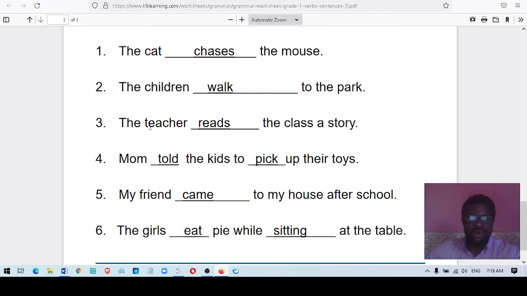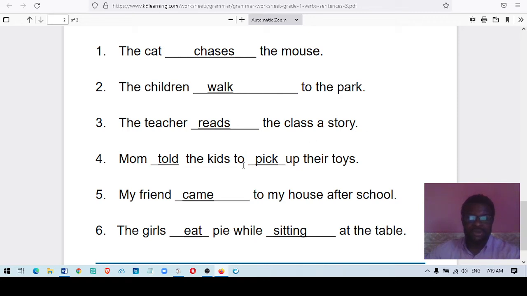See here again, we've got the teacher. The teacher is one person. It's either a he or she because there is no s here to tell us that there are more than one teacher. That's why our verb here, which is read, we added s to it because he or she reads. Just like we've got here, this one is it, chases. So the teacher reads the class a story.